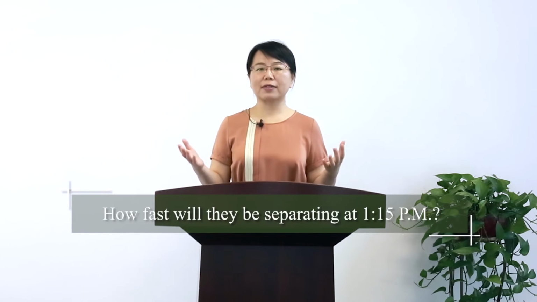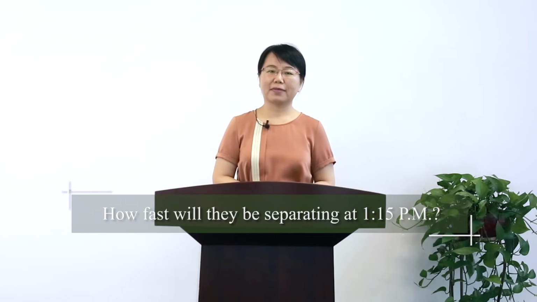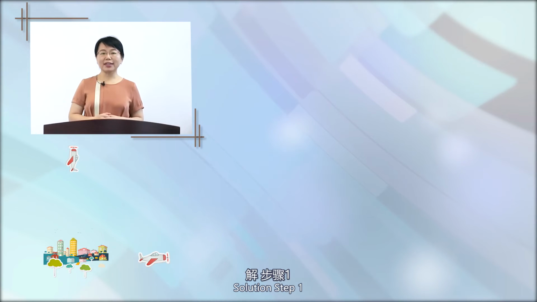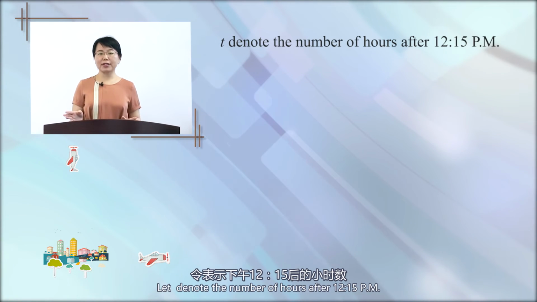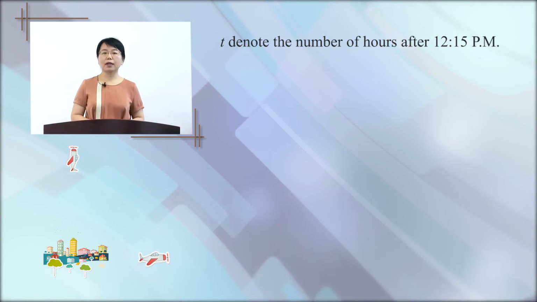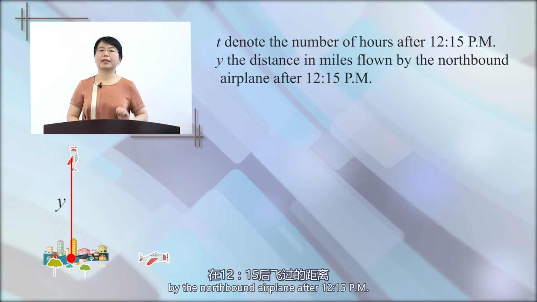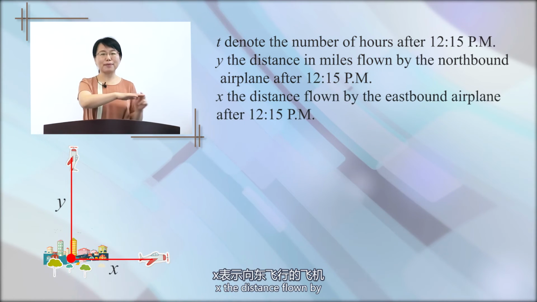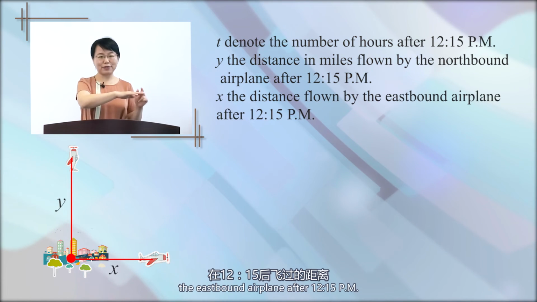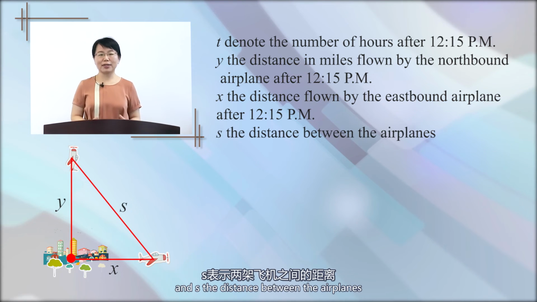Thank you, Jordanson. So this is a problem about two airplanes: one flying to the north, another flying to the east. The question is, how fast will they be separating at a certain time? Now let's solve it. Again, we follow the steps. Step 1. Let t denote the number of hours after 12:15 p.m. Let y be the distance in miles flown by the northbound airplane after 12:15 p.m., x the distance flown by the eastbound airplane after 12:15 p.m., and s the distance between the airplanes.